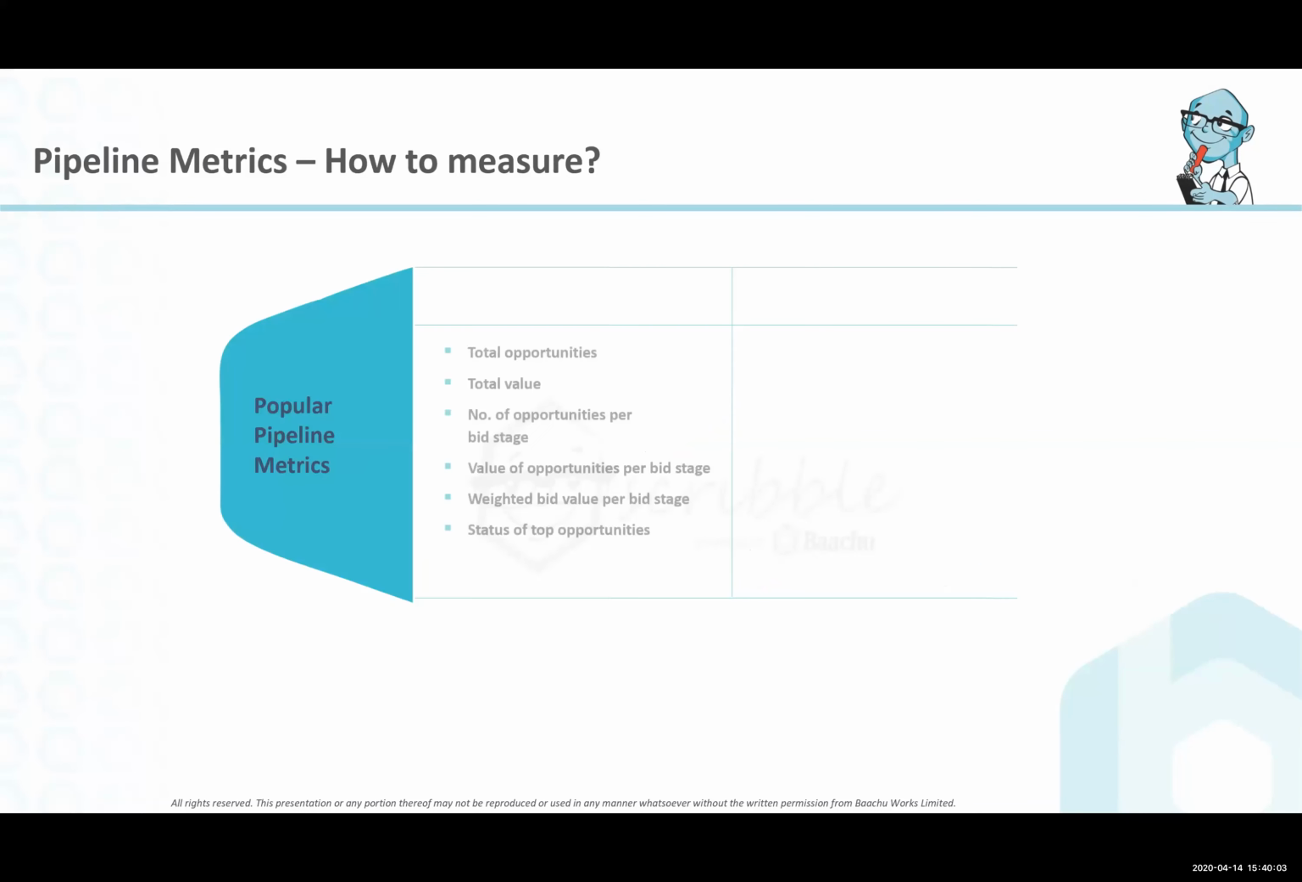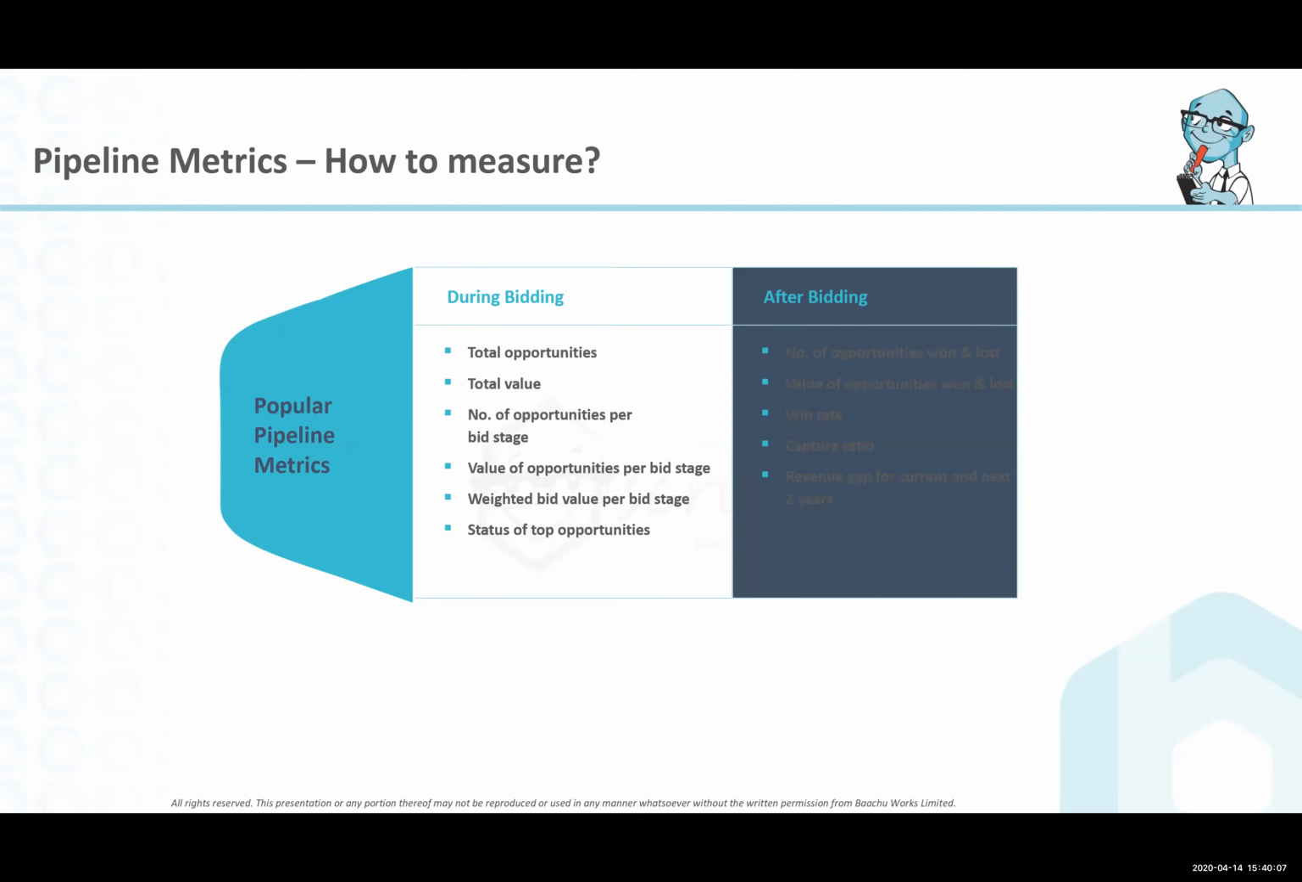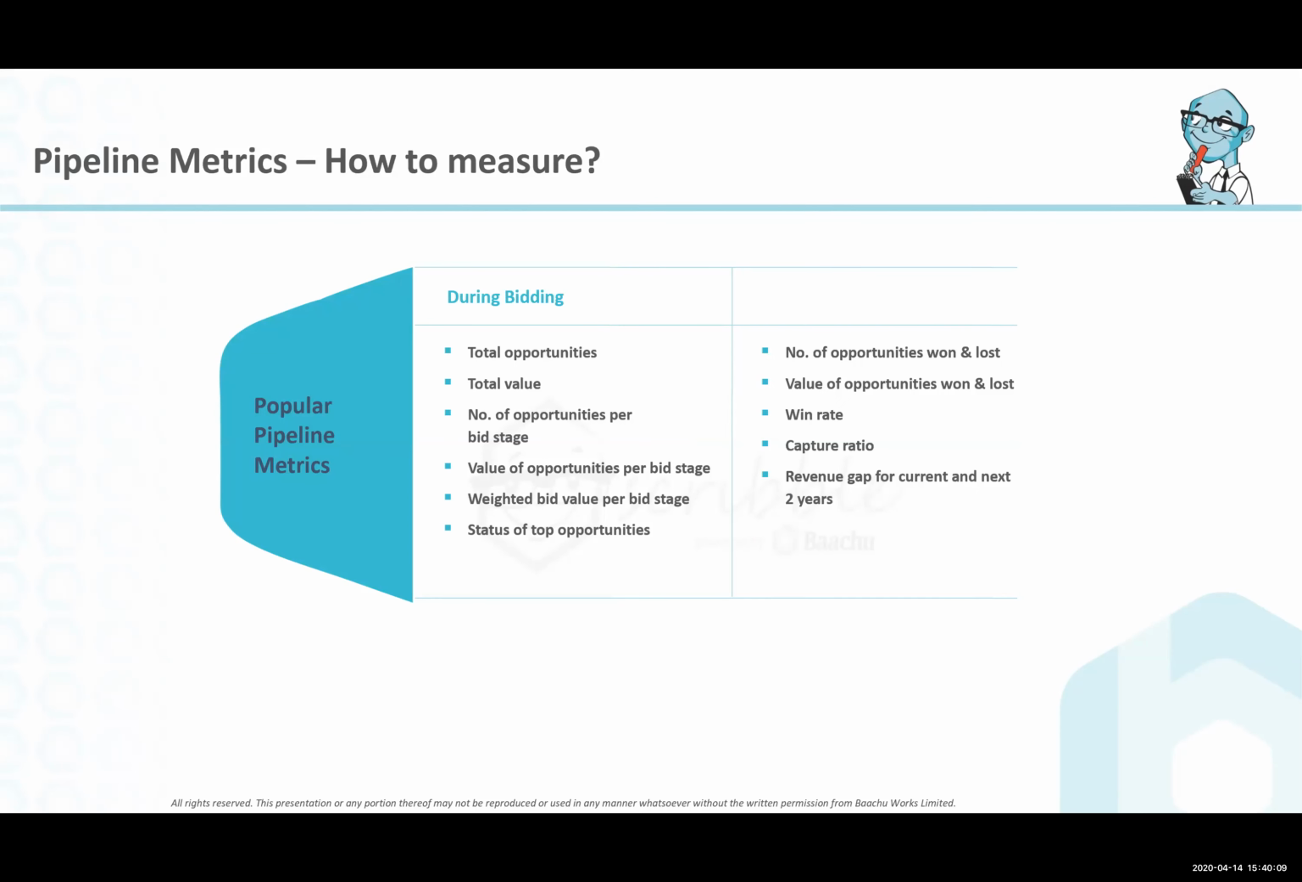And as I already mentioned, some of the metrics they use depend on which stage of a bid you are in. During the bid, of course, your salesperson will be asked, hey, how many opportunities do you have in the sales funnel? What's the total value of your opportunities? How many are there at the different stages of your bid? What's the value of opportunities per bid stage, and what's the weighted bid value? And what's the status of the top must-win bids?